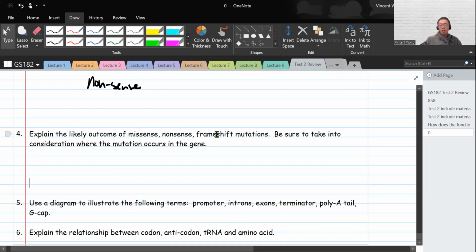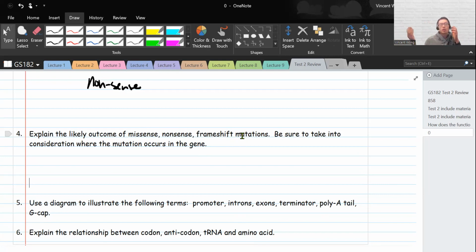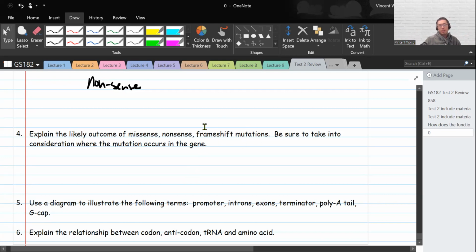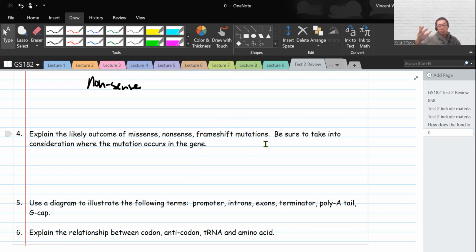Frame shift is usually pretty bad because everything after the frame shift is going to be wrong. You're going to have extensive missense mutations. You might even have a nonsense mutation in your new frame. So this one is definitely more devastating. It will also potentially cause you to miss the original stop codon, and it keeps on going beyond, and you end up with all these extra amino acids that might or might not affect the protein.